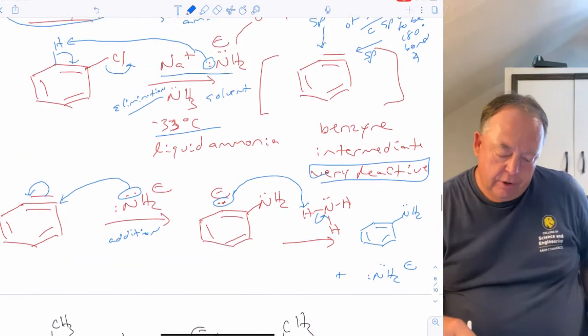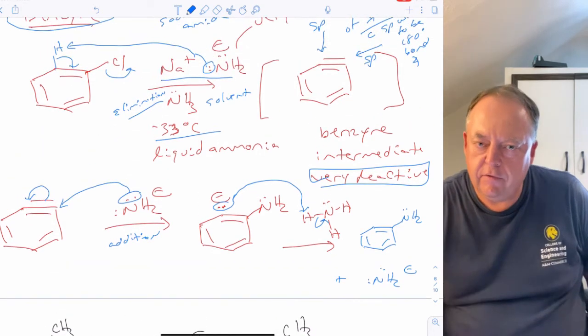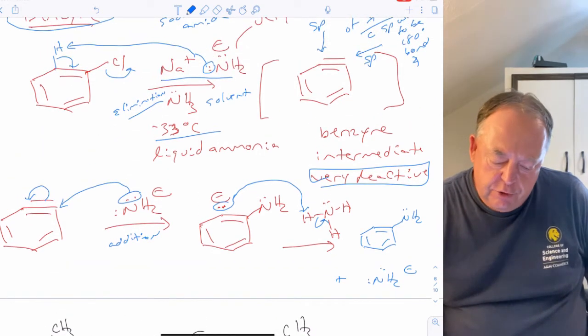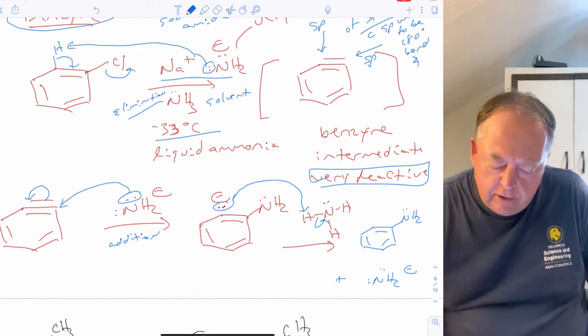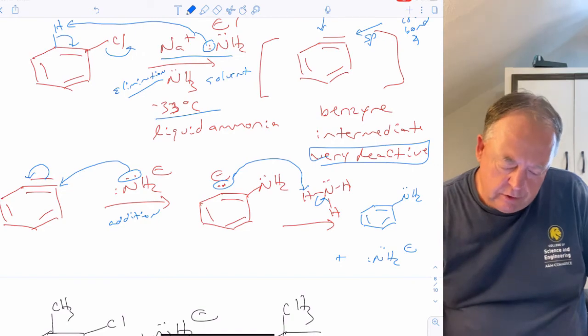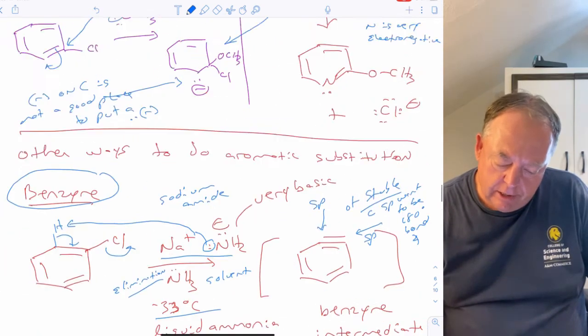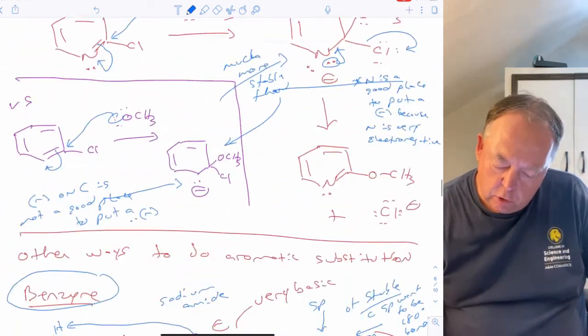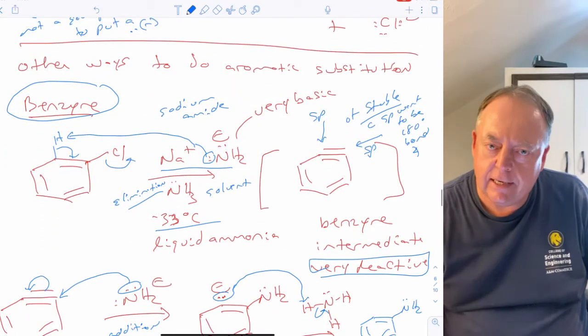So in essence, all you did is take this NH2 and substitute it for chlorine. So it's a substitution by a nucleophile, so it's a nucleophilic aromatic substitution, but it's not a straightforward mechanism, certainly not a mechanism like the one we saw up here. It's a totally different mechanism. It goes through this benzyne intermediate.